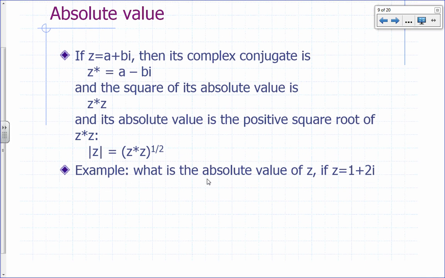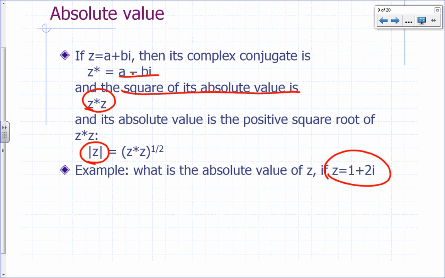If z is a plus bi, and its complex conjugate, z star, is a minus bi, right? Then we define the square of its absolute value as z star times z. And the square root of z star times z is the absolute value of z. Okay, so let's apply that definition. What's the absolute value of 1 plus 2i? So let's write z star. z star is 1 minus 2i.